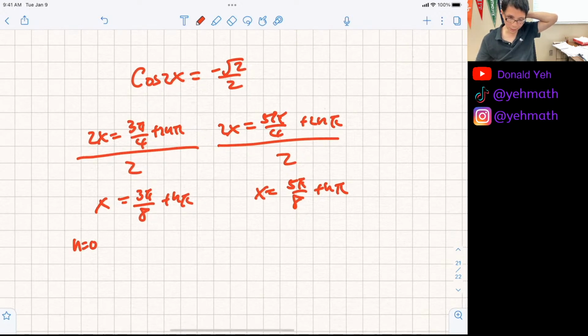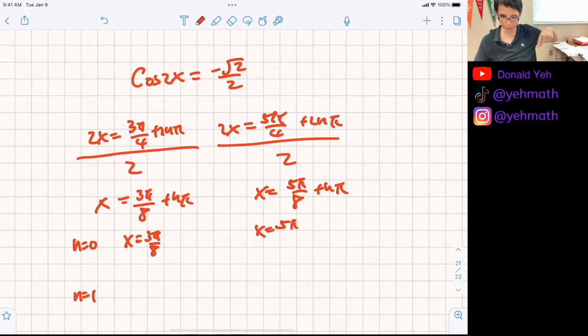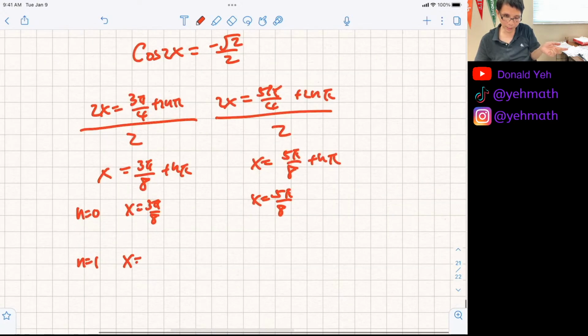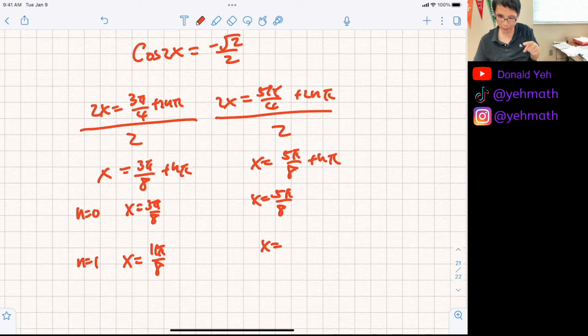N equal to 0, n equal to 1. If you plug in, you're going to find out x equal to 3 pi over 8. For the first one, x equal to 5 pi over 8. Why does 2m pi come into play? Because now the period matters. Because x equal to plus 8, so it's 11 pi over 8, and x equal to plus 8 pi over 8, so it's going to be 13 pi over 8.